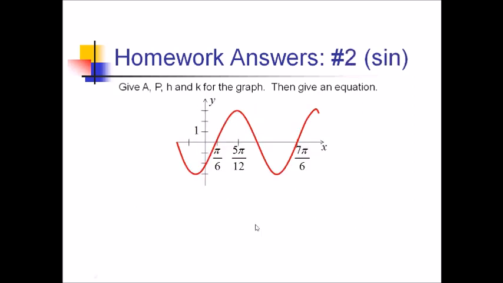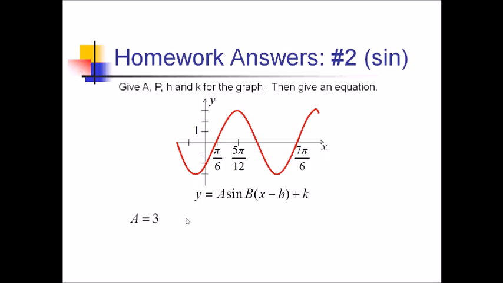To write an equation for number 2, let's start by getting our amplitude. This curve is going between -3 and +3. So half the height of 6 is going to give us an amplitude of 3. And I'll use sine first. We'll do sine first, then cosine. So amplitude will be 3.